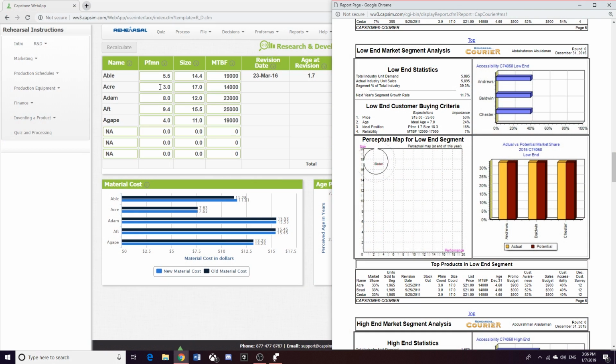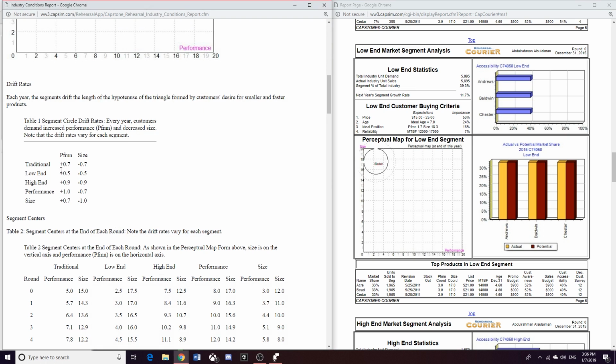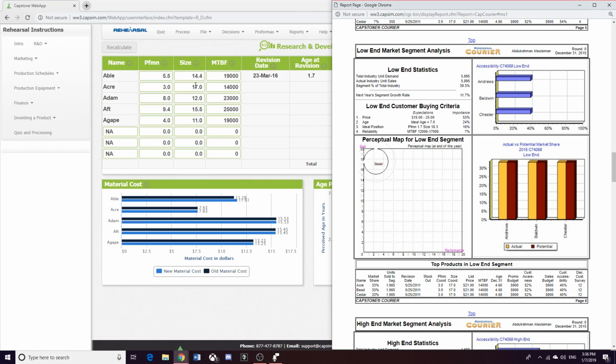We want to leave it, and then for size we say 18.3 minus 0.5, because as you saw here, the drift is negative 0.5 for size for the low end segment. So that means that this is gonna be 17.8. Okay, so 17.8. How is our product positioned? Our product is 17 in size. So that means it's perfectly positioned. It's much better than what customers want.